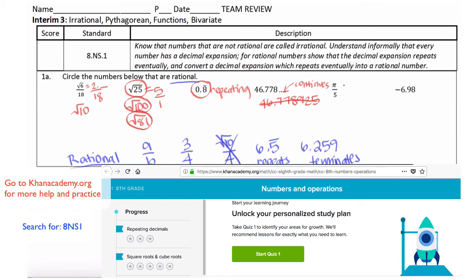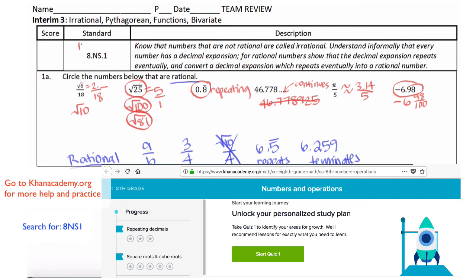Pi over 5. Well, pi is approximately 3.14, but that's not exactly what pi is because pi is irrational. So I cannot circle pi over 5 because pi is irrational. And that's a numerator, so I cannot say that that fraction is rational. Negative 6.98, well, another way of saying that is negative 6 and 98 hundredths. I can write that as a fraction, and it terminates. So I would say that is rational. So I'm going to circle negative 6.98.